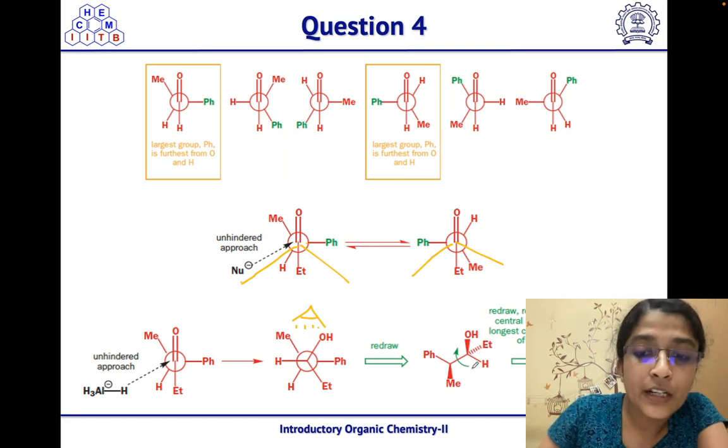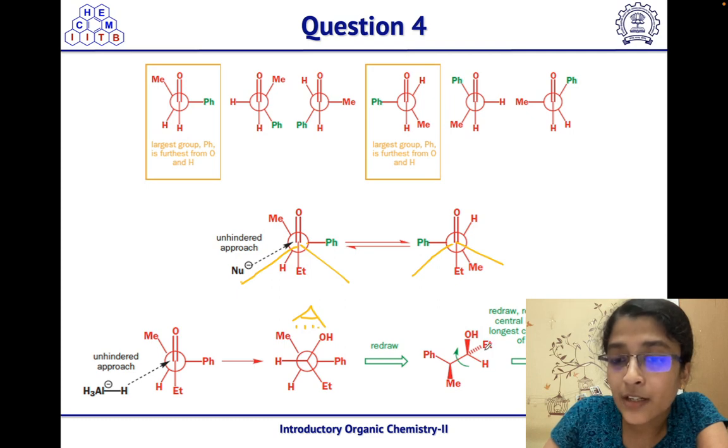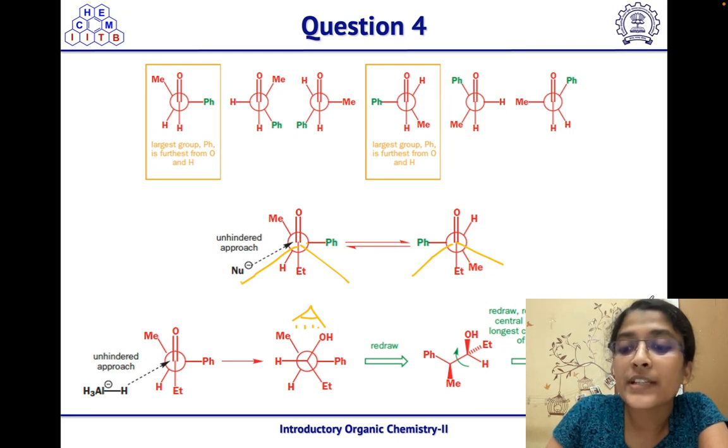So when we redraw it in such a form that the longest chain will be coming in the plane of paper, it can be redrawn in this fashion. So if we rotate the single bond, this ethyl group will come to the plane, then this hydroxyl group will go behind the plane, and this hydrogen will come above the plane. So this is the major product that will be formed.